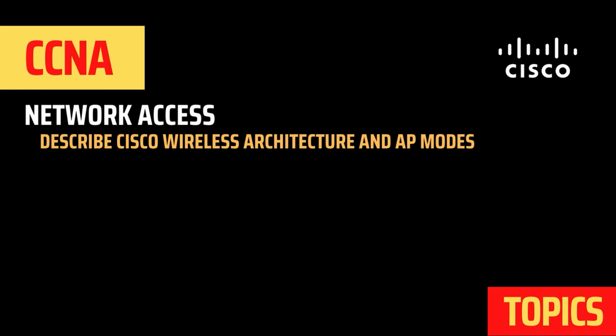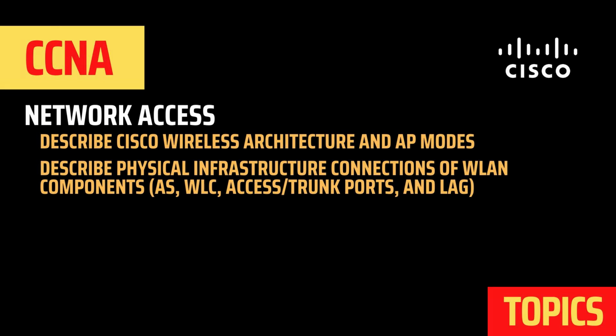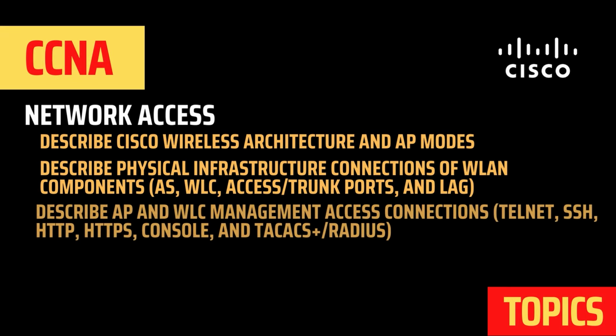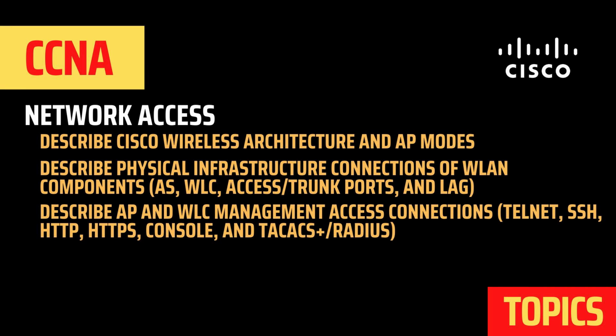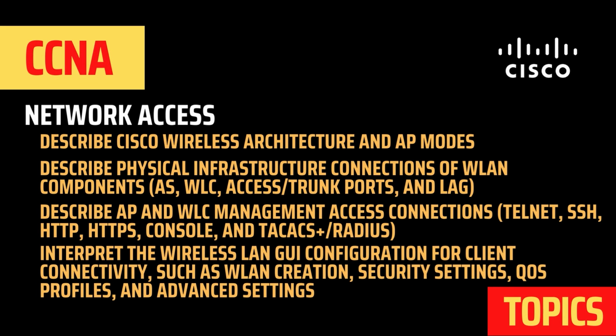Describe Cisco wireless architectures and AP modes. Describe physical infrastructure connections of WLAN components: AP, WLC, access trunk ports, and LAG. Describe AP and WLC management access connections: Telnet, SSH, HTTP, HTTPS, console, and TACACS+ and RADIUS. Interpret the wireless LAN GUI configuration for client connectivity, such as VLAN creation, security settings, host profiles, and advanced settings.